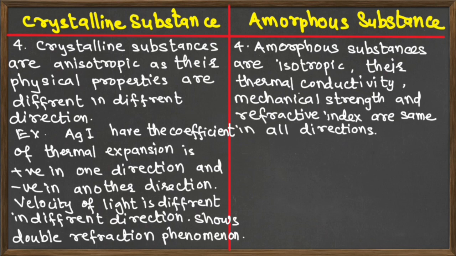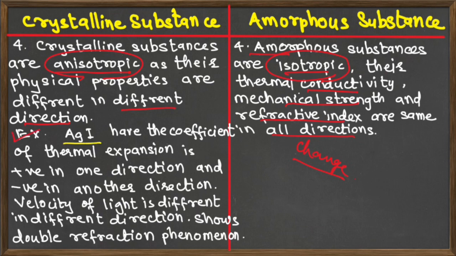Then next point, crystalline substances are anisotropic in nature, and their physical properties are different in different directions. But in case of amorphous substances, they are isotropic in nature. Their thermal conductivity, their mechanical strength and refractive index are same all over the direction. You can change any direction, the property will not change, the value of property remains same. So they are isotropic in nature, but crystalline substances are anisotropic in nature.